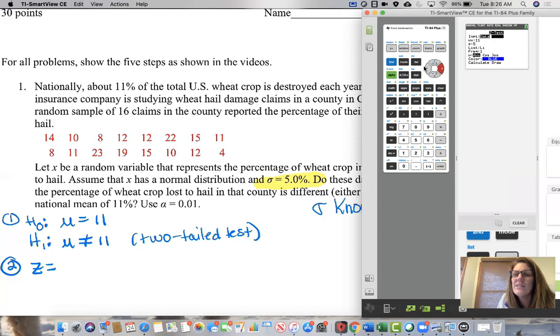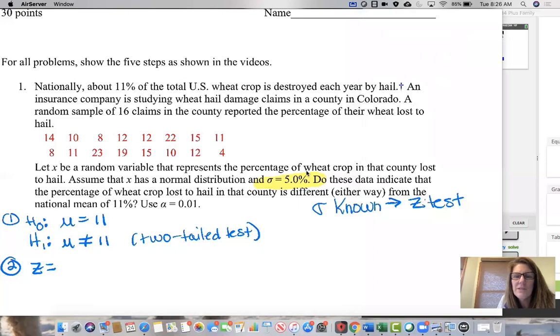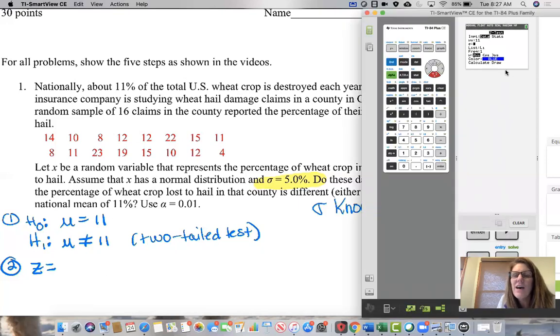We're going to choose data. If you had stats here, put the cursor over data and hit enter. Mu naught is what we have in the null, so that's 11. Go ahead and put 11 there. Our sigma we know is 5. Again, leave it as 5 because the data is not in decimals. Choose L1, leave frequency 1, and choose not equal to here. Then we go down and hit calculate. We get a z-test statistic of 1.5.